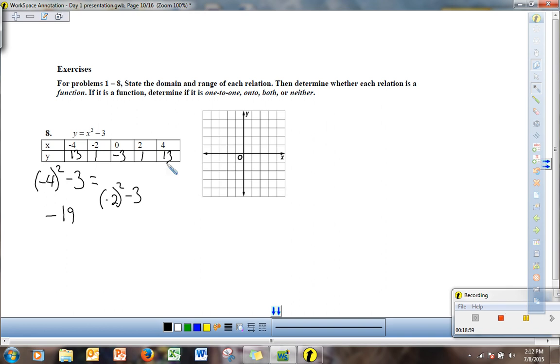Let me graph this. I got -4, 13, which is going to be way up here, so I'm not going to plot that one. I've got -2, 1. I've got 0, -3. I've got 2, 1.